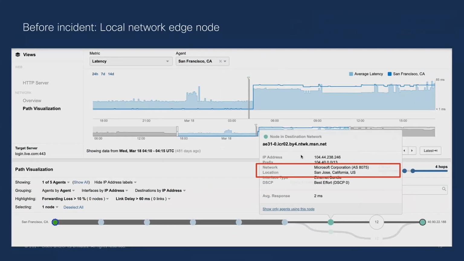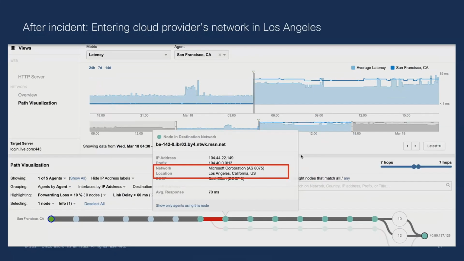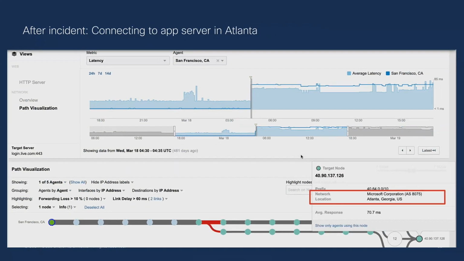This is something where they were able to determine that during normal typical performance, this particular site was connecting into Microsoft's network locally. So they were entering Microsoft's network in San Jose, which is close to San Francisco, and also connecting to an app server there. And when the network latency spiked, it was due to the fact that they were getting connected into Microsoft's network in LA, and then they were hitting an app server in Atlanta.